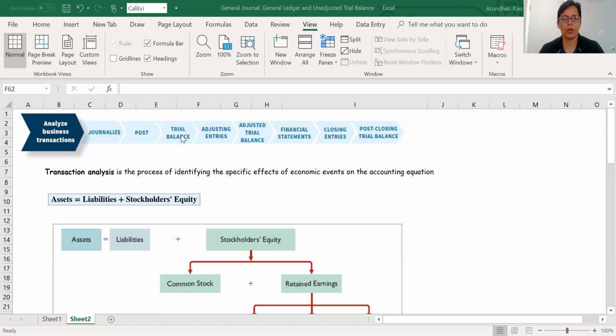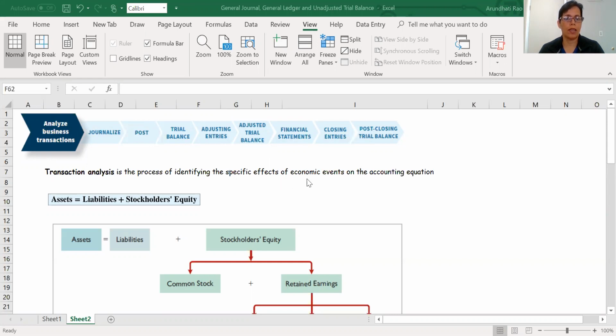That's as far as we'll go in the particular problem I'm going to go over right now for chapter 3. There are more steps in the accounting cycle. We'll visit those later on. So let's just look at these first 4 steps. Transaction analysis is a process of identifying the specific effects of economic events on the accounting equation.